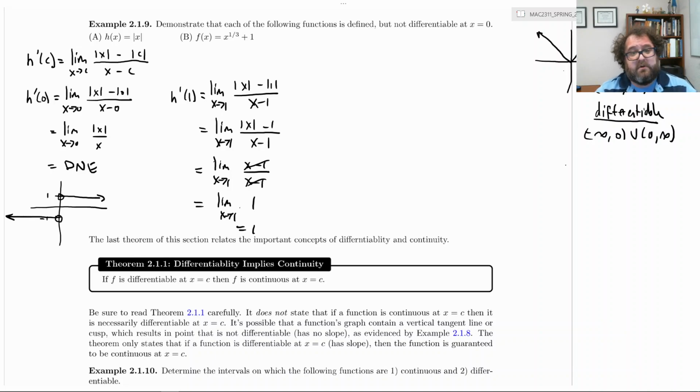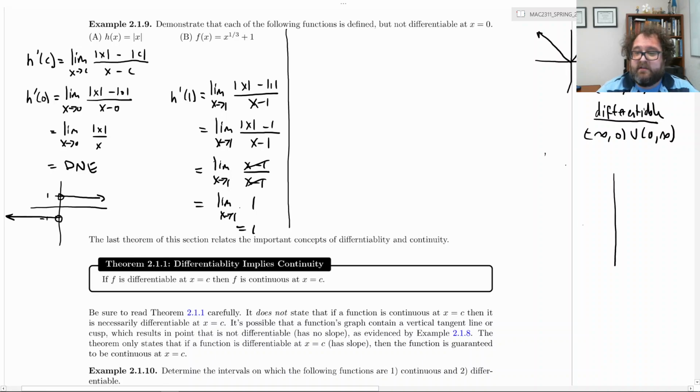Okay, let's look at b. B is another function you should be familiar with from college algebra. Here, let's sketch it over here. That is the cube root function. The cube root function looks something like this.